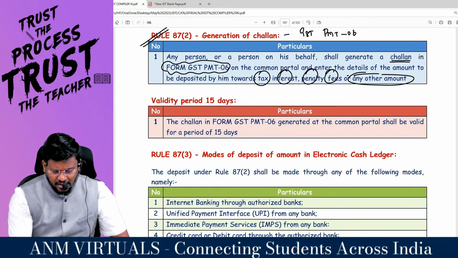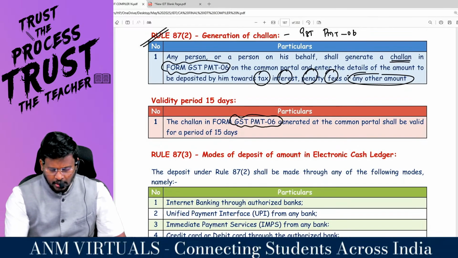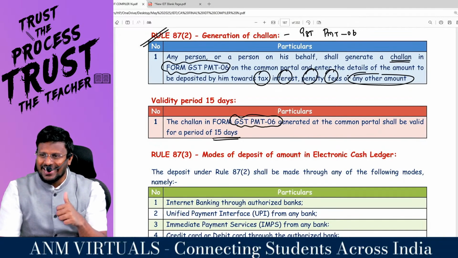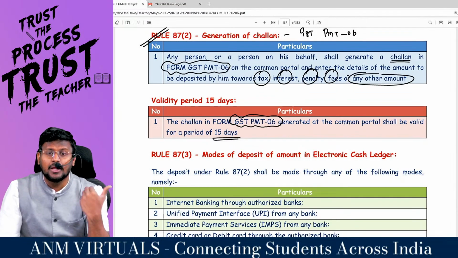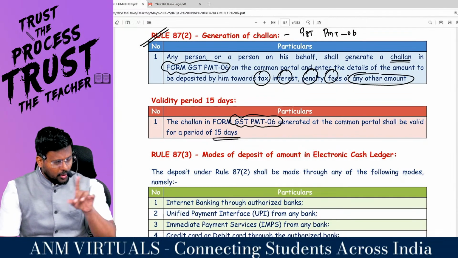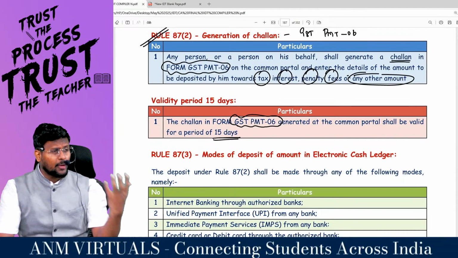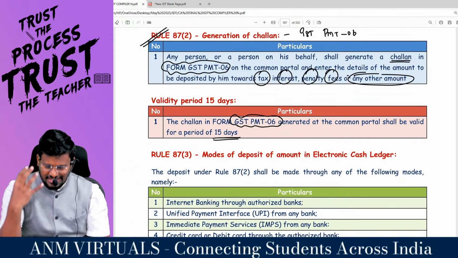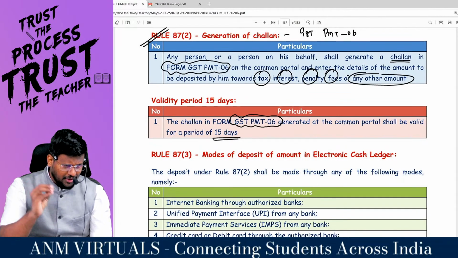Sir, the challan generated in form GST PMT 06 at the common portal shall be valid for a period of how many days? That means once you have created the challan, that challan will be valid for 15 days. So within 15 days, you have to make the payment, then only the payment will go and sit in the electronic cash ledger. So this is the form or format in which you are supposed to pay the amount, my dear lovable students. First, a taxpayer has to generate a challan in GST PMT 06 and the validity of that challan will be within 15 days.